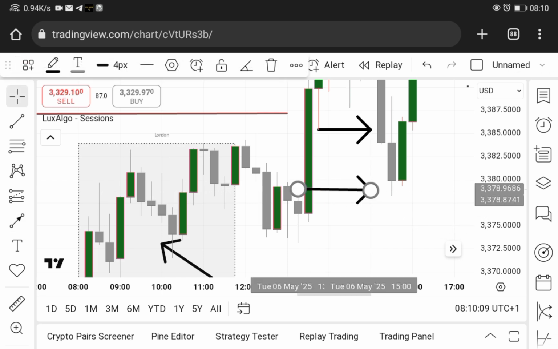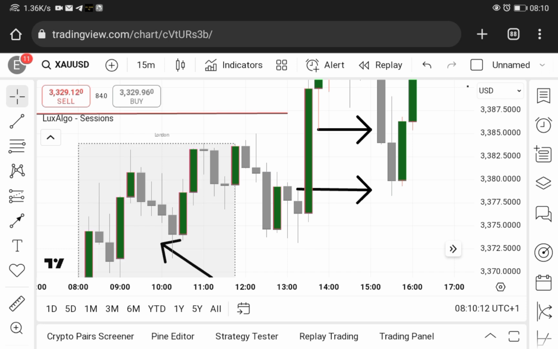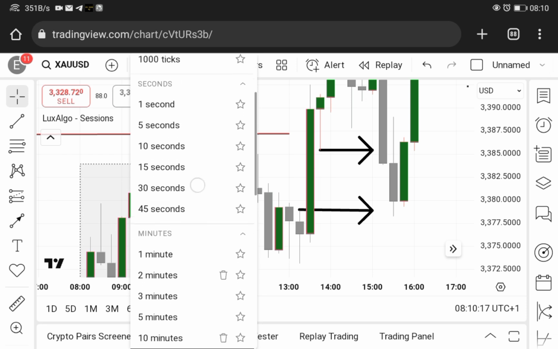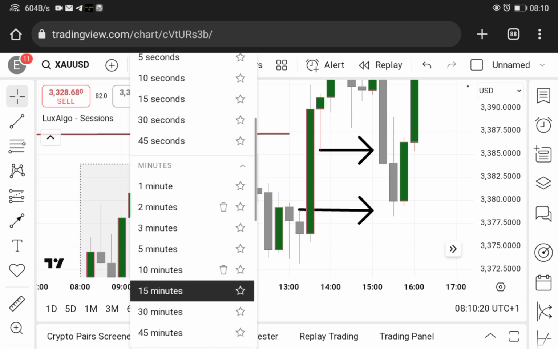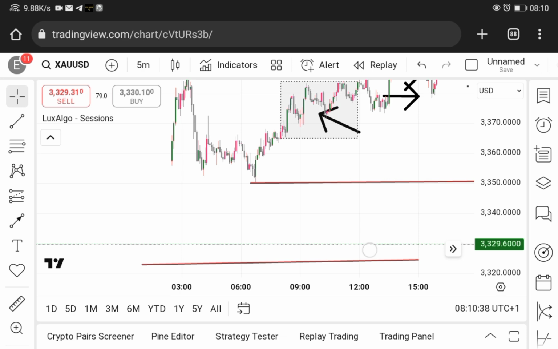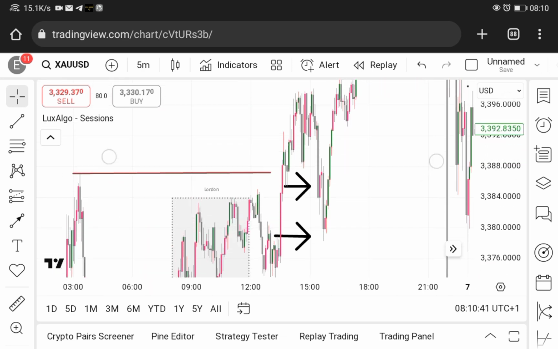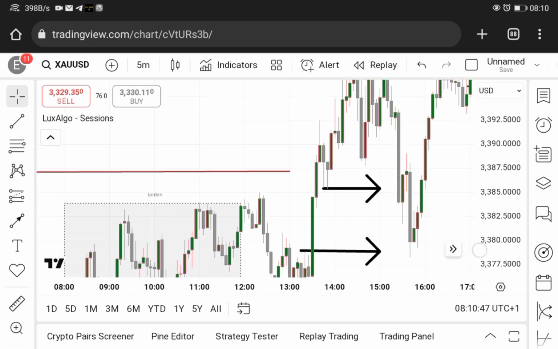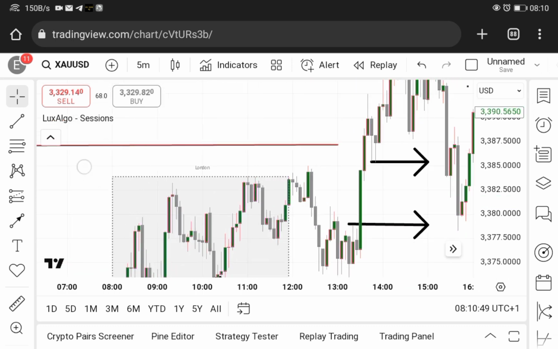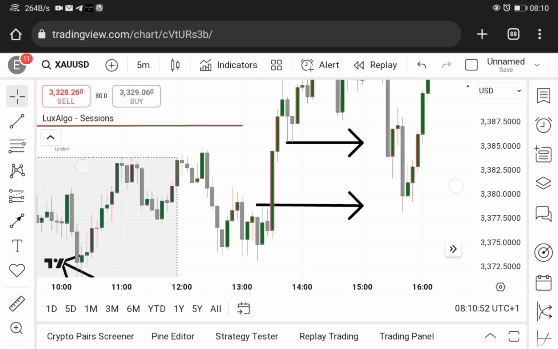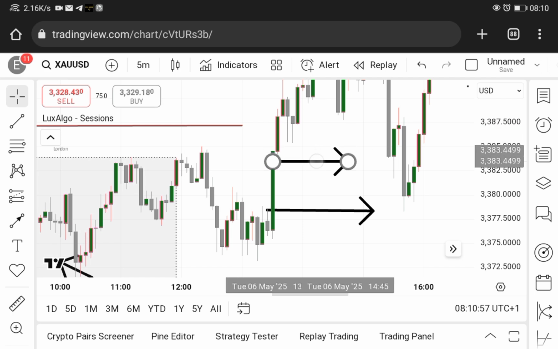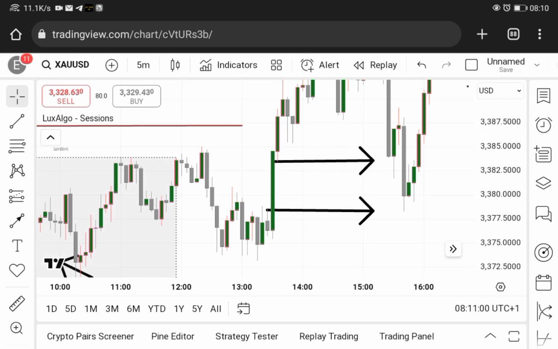Now that I've marked my imbalance, I have to move down to my 5 minutes. There is something I need to consider on my 5 minutes. So right here, I'm on my 5 minutes. On my 5 minutes, I've seen there is another imbalance right there. We have imbalance here. We have imbalance right there. So I have to move to my 3 minutes.